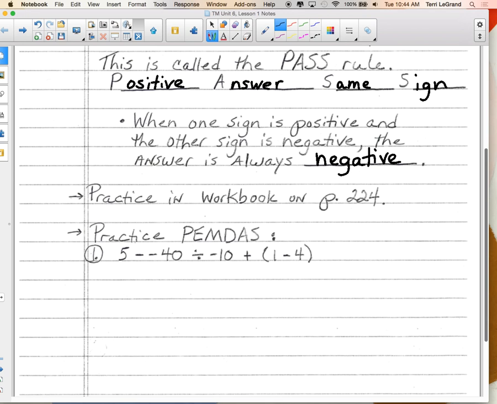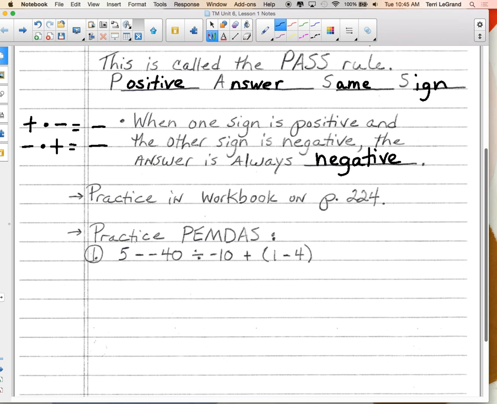Let's go over here and do that. A positive times a negative equals, what did we just say? A negative. Well, what if your first one is negative and the second one is positive? Would it be positive now or negative? No, it's still going to be negative because the addendum to our pass rule says if they don't have the same sign, if one of them is positive and the other one is negative, it doesn't matter which one, the answer will always be negative.